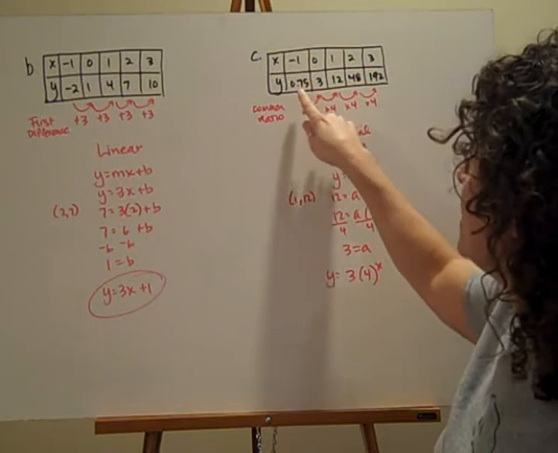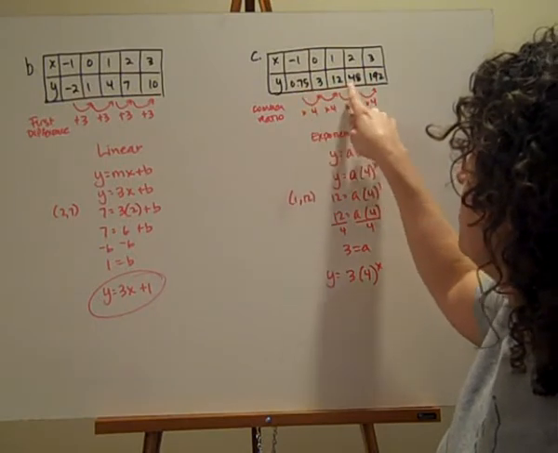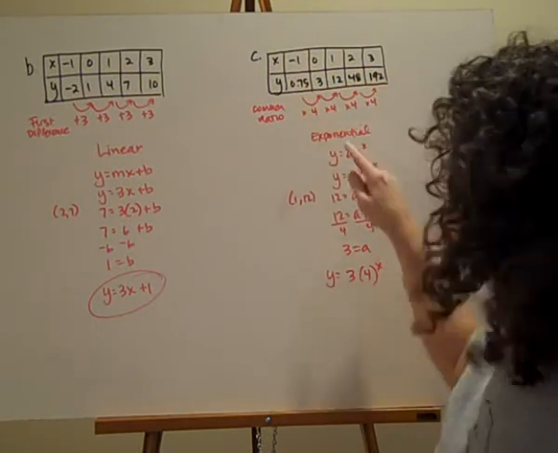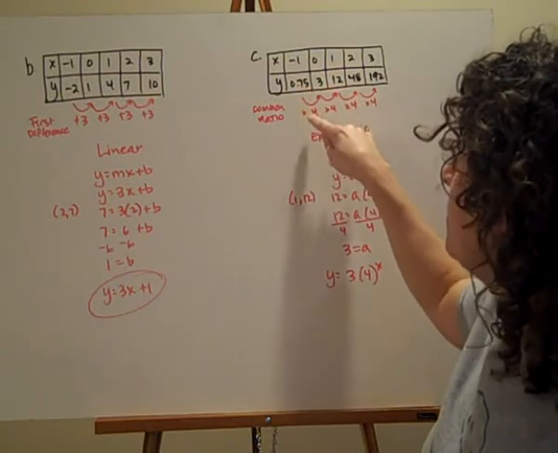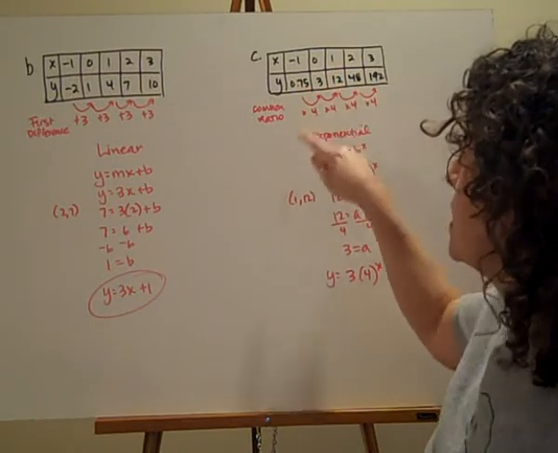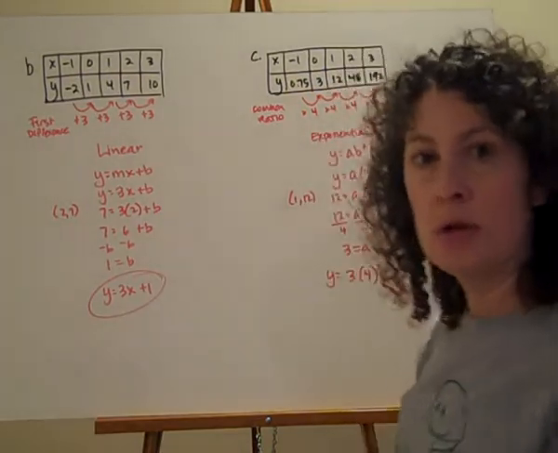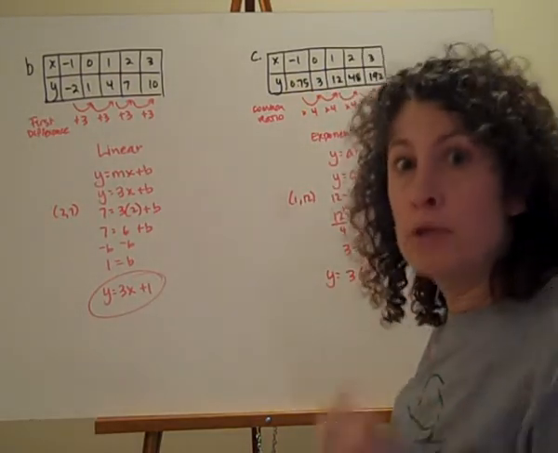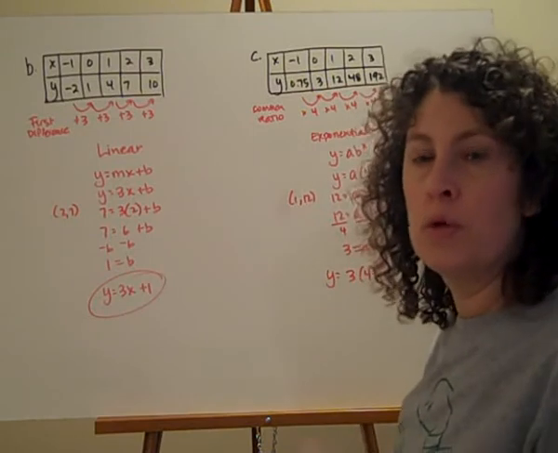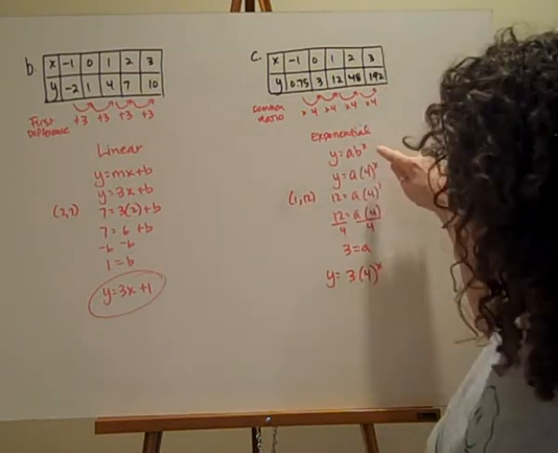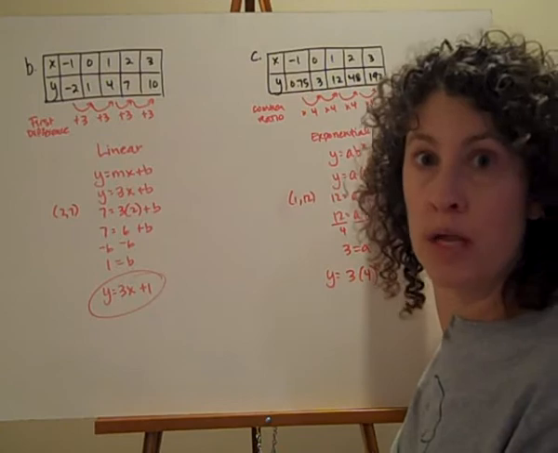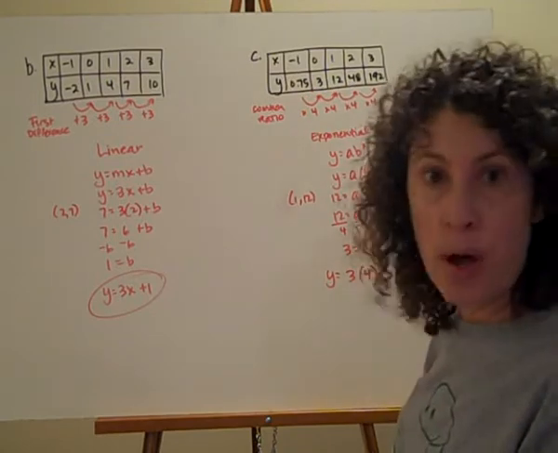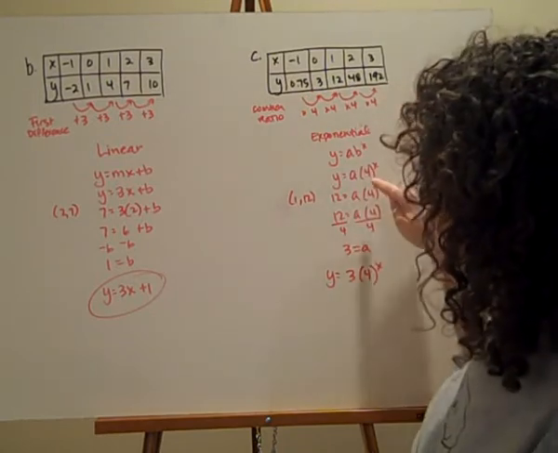So when I look at these, I don't see a common difference here. Let's try a common ratio. 3 divided by 0.75 is 4. 12 divided by 3 is 4. Oh yes, so I have multiplying by 4 each time here. So there's a common ratio, which means this is exponential. I'm multiplying by the same thing over and over again, which means I'm using an exponent. So my equation is going to look like y equals a times b to the x power. We're going to use this common ratio as my b.